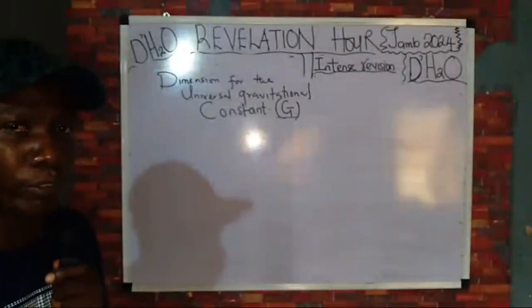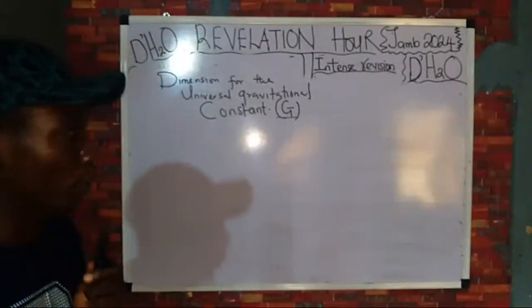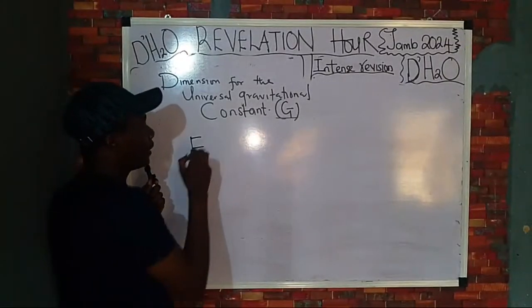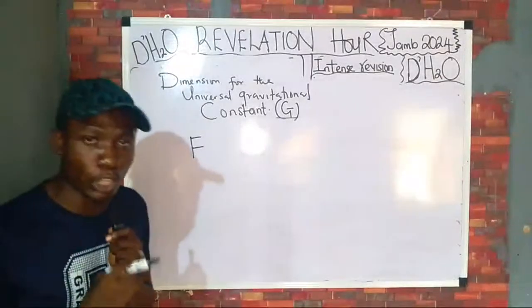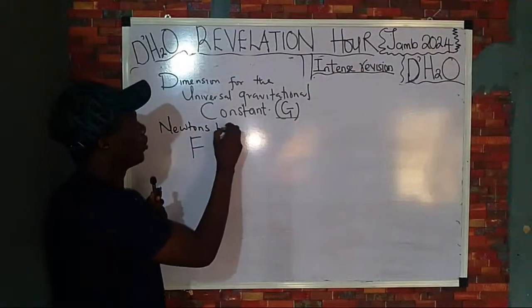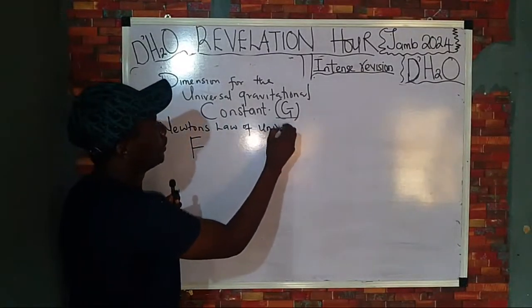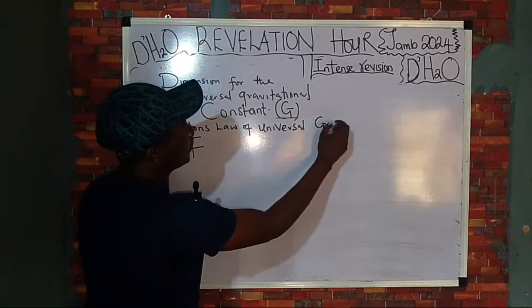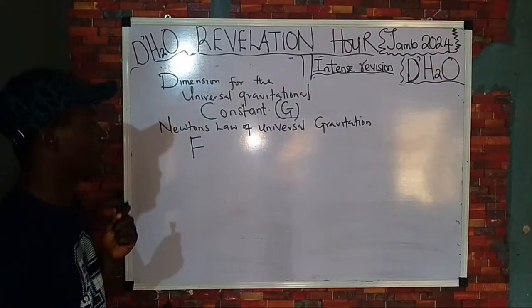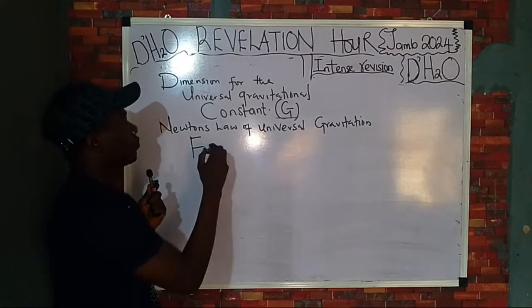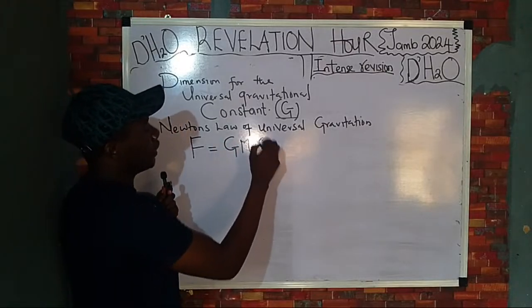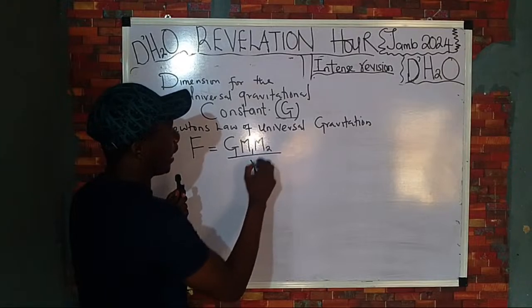Newton's law of universal gravitation reveals to us that the force of attraction between two masses is directly proportional to the product of their masses. That's Newton's law. Newton's law of universal gravitation states that the force of attraction is equal to G m1 m2 over r squared.